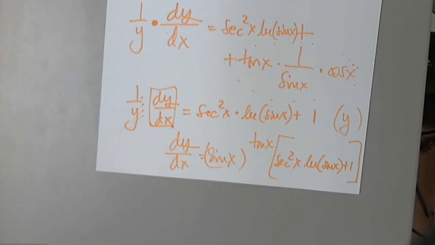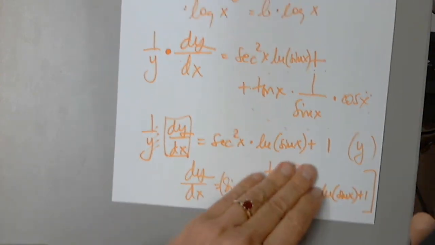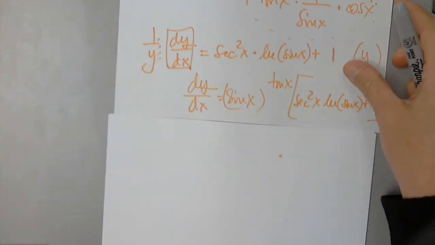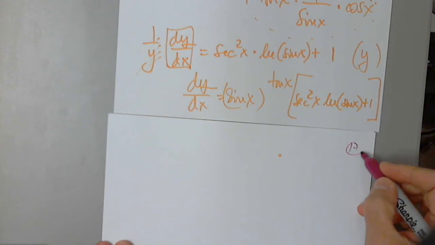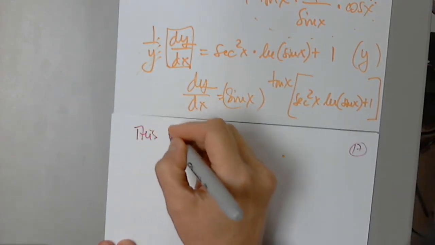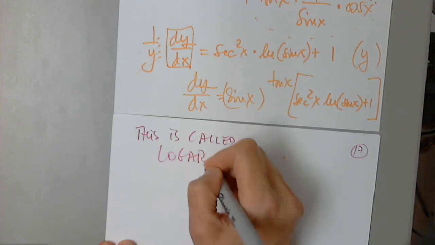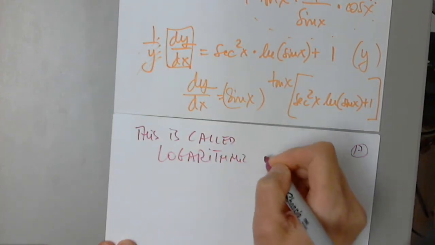So although we had no rule for differentiating a function raised to another function, we applied log to both sides, and then we differentiated implicitly. This procedure is called logarithmic differentiation.